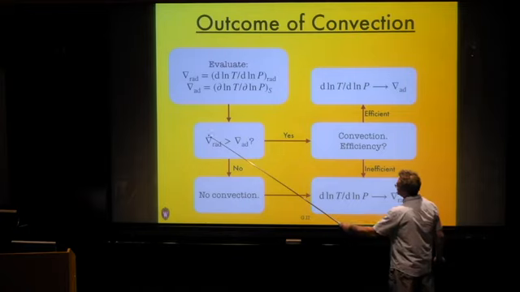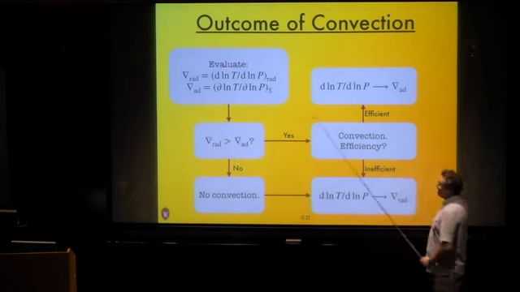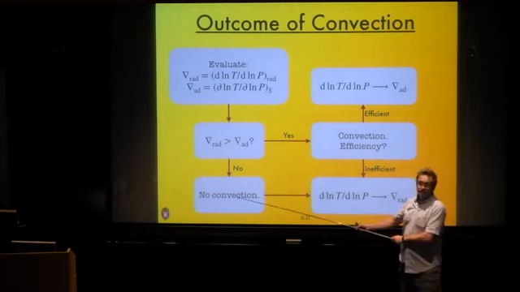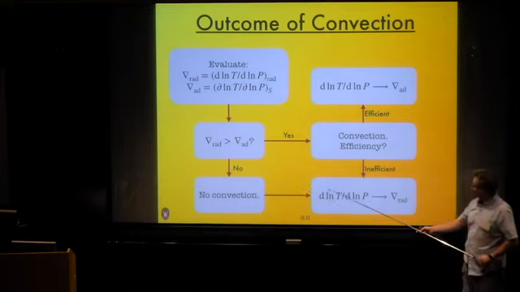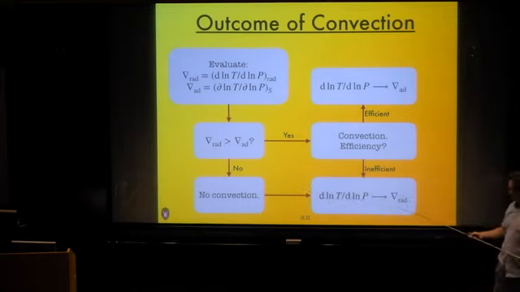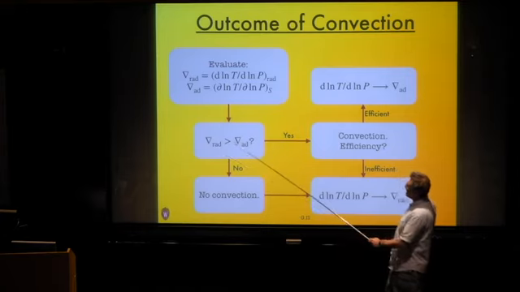Then at every point in the star we ask, is grad rad greater than grad ad? If the answer is no, so we're down here, then no convection, which means that all of the energy should be transported by radiation alone. We're good, we're home free, we're done. That means the actual temperature gradient in the star should be equal to the radiative temperature gradient, and we're finished.